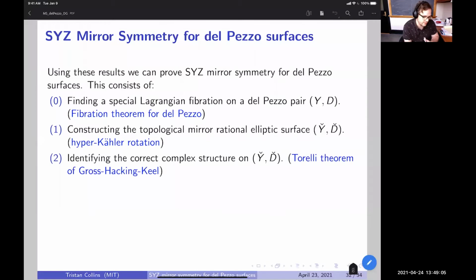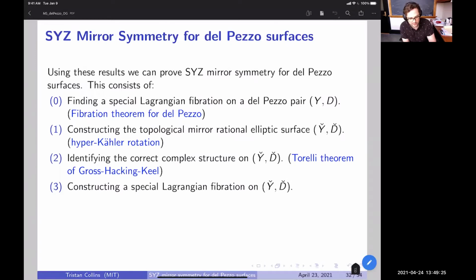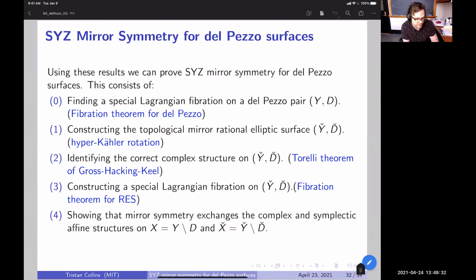And that you can do using a Torelli theorem of Gross, Hacking and Keel. You have to think a bit about how to do this, but there's a distinguished complex structure on this pair, which is the right mirror complex structure. And then you can construct a special Lagrangian fibration on this Y check, D check using this fibration theorem for rational elliptic surfaces. If you construct it correctly, then you can show that mirror symmetry exchanges the complex and symplectic affine structures on R2 obtained from these two special Lagrangian fibrations. So this shows that really the most optimistic version of SYZ works in this setting. That's just purely a calculation.